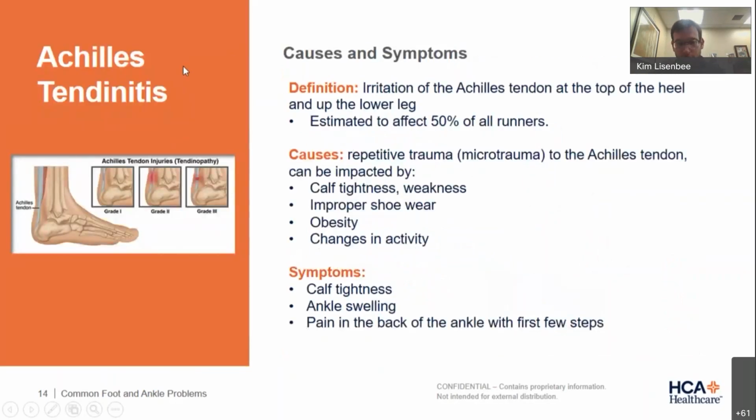Next one I'll commonly see is Achilles tendinitis. This one is more common in runners, so not something you see a lot of in just the general population. But it's essentially irritation or, call it, tendon damage, just above the insertion at the heel bone.